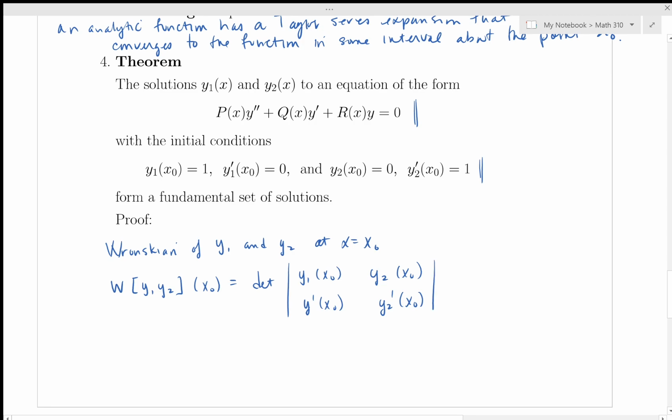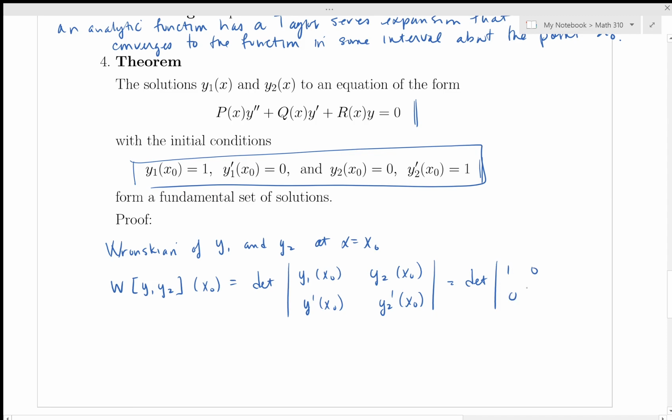I have all those values. I've been given them. They're right here. So let me just put those in. That's going to be the determinant of this matrix right here. That's going to be 1, 0, 0, 1. That determinant is 1. So therefore I can see that the Wronskian is not equal to 0. And that immediately tells me that y1 and y2 form a fundamental set.